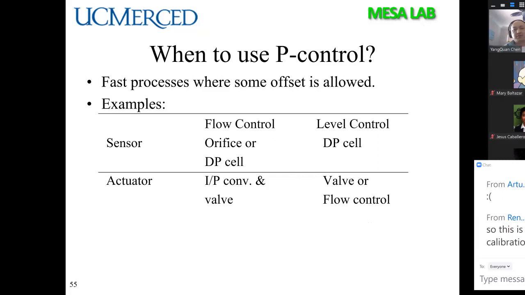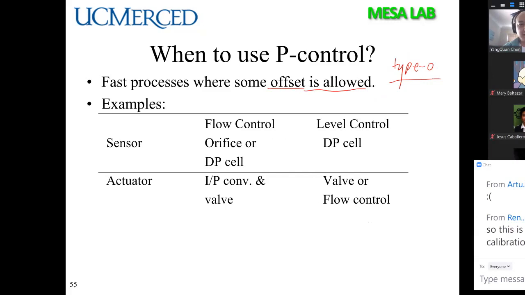So when to use a P controller? If you say some offset is okay. If you have a type 0 system, then you will have steady state error, right? If the steady state error is allowed, then you just use P control, like a flow, level, valve, and so on and so forth.